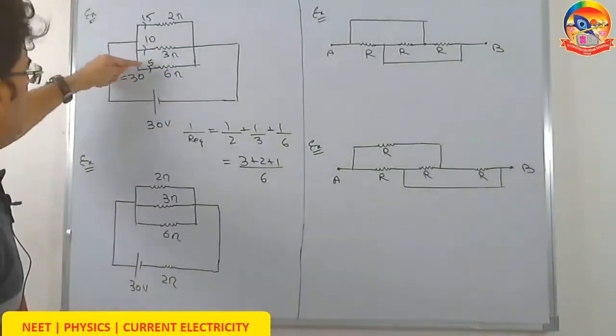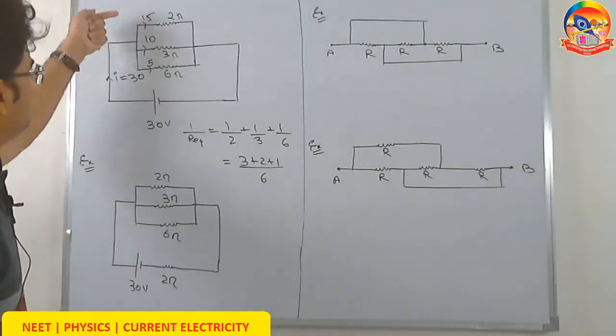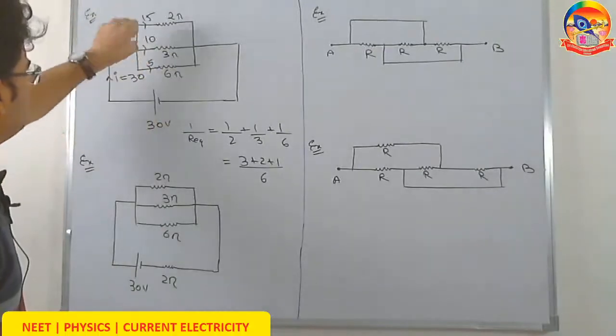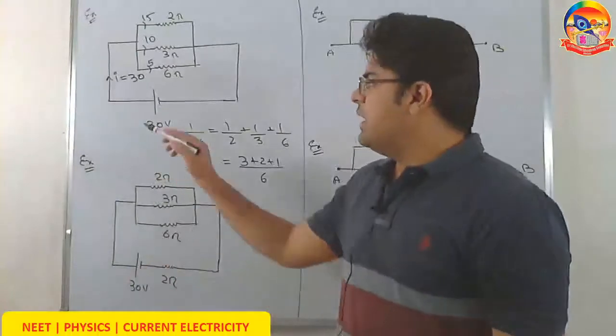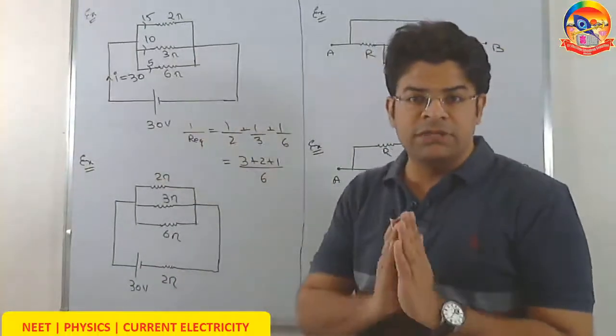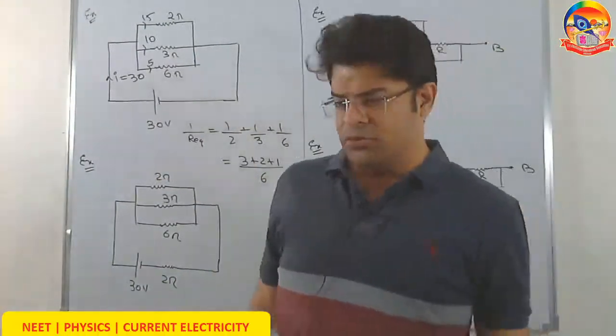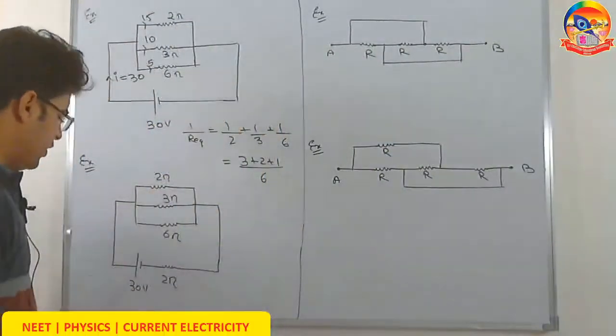Now you can see the overall current going in 3 branches is 15, 10, 5. So their sum comes out to be 30 and that is the input current. So for resistors connected with an ideal source, the question is very easy. Always solve it this way. Now here, next question.